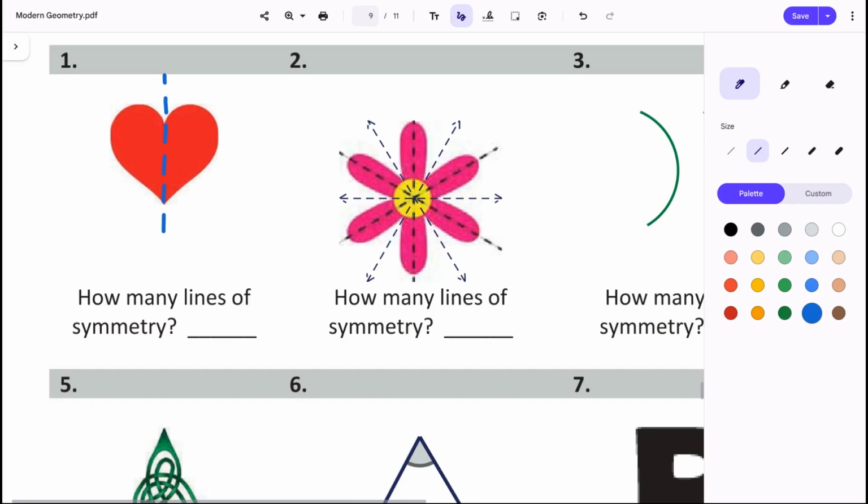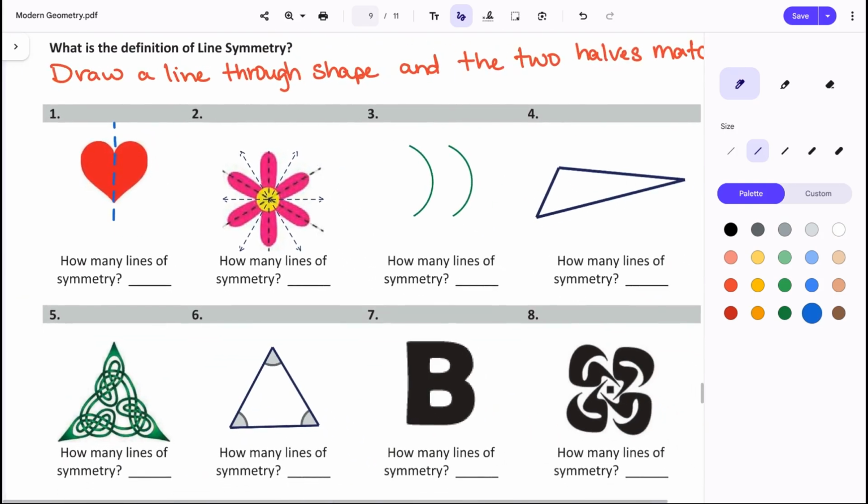That doesn't really work either. Okay, so I agree. There's only one line of symmetry for that shape. All right, let's skip to another one. I'm going to kind of skip around here. Oh, I'm going to go ahead and put that in that blank. One line of symmetry.